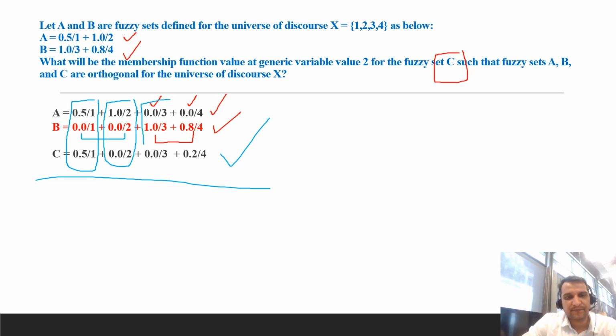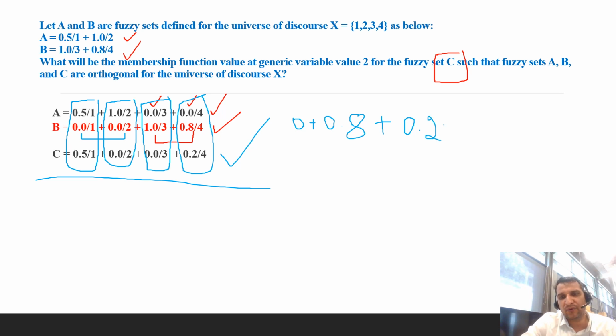In this particular case, membership value 0 plus 1, already 1, so definitely it will be 0. In the last case, 0 plus 0.8, and this must be equal to 1 in case of orthogonality. So how much do we have to add? We have to add 0.2. So 0.2 will be considered as the fuzzy membership value for element 4 for fuzzy set C, right? So in this way we have to evaluate this. Now we can evaluate any type of questions.